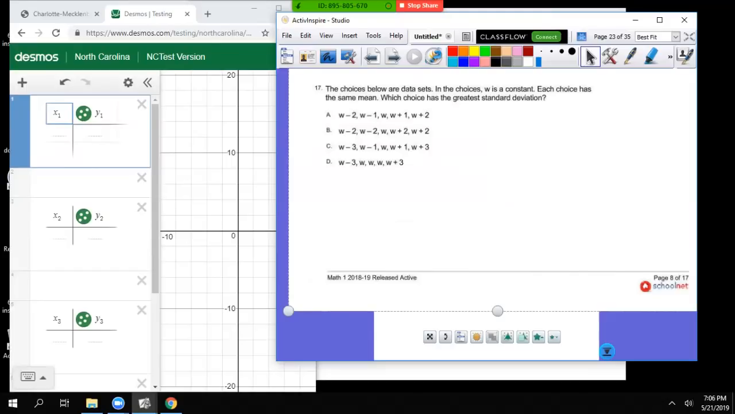Okay, so looking at number 17, the question reads, the choices below are data sets. In the choices, W is a constant. Each choice has the same mean. Which choice has the greatest standard deviation?